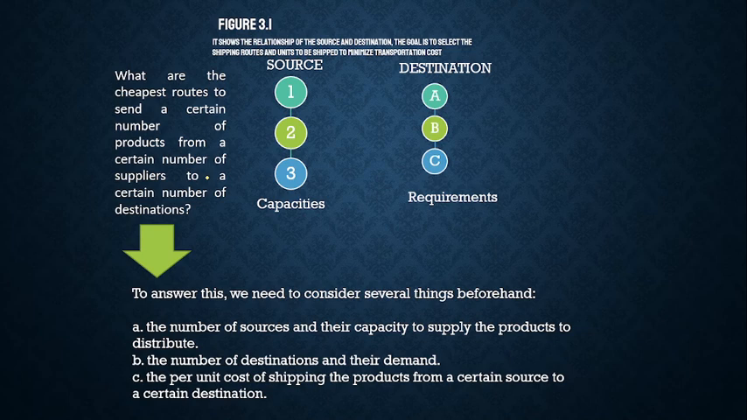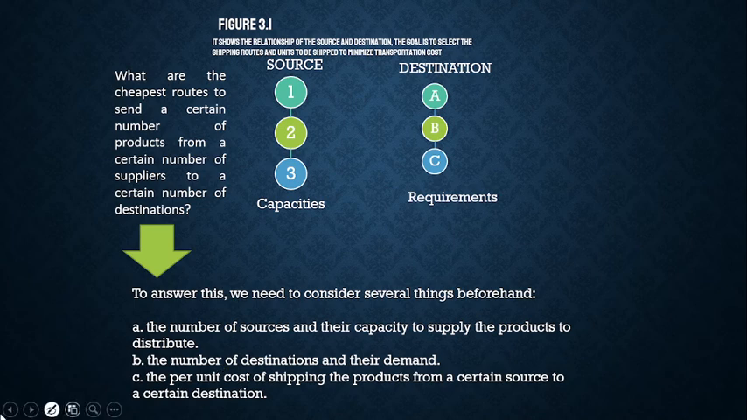First, illustrate the transportation model. It shows the relationship of the sources and the destinations, and the goal is to select the shipping routes and units to be shipped to minimize the transportation cost.